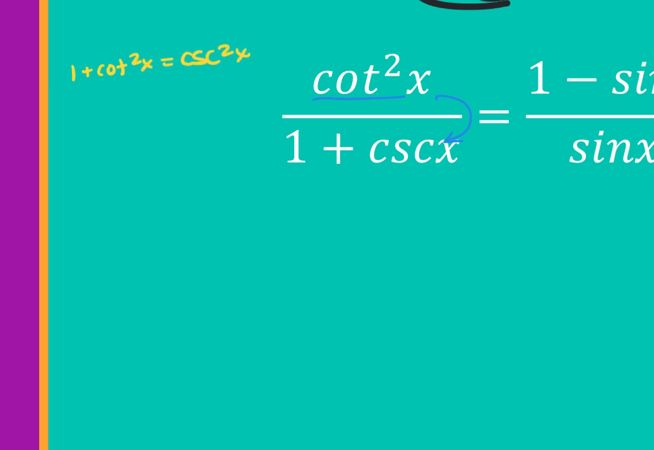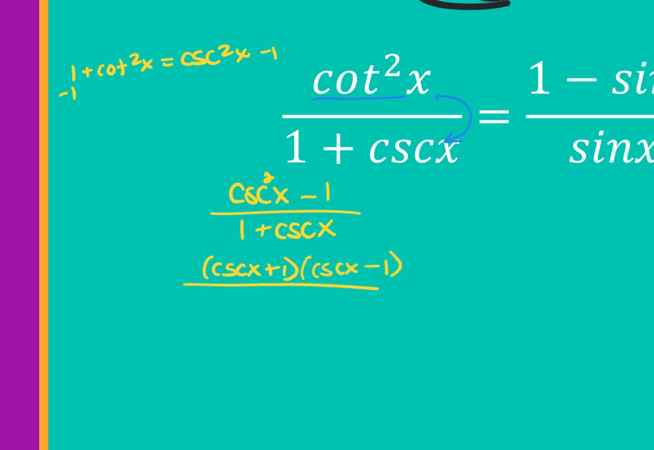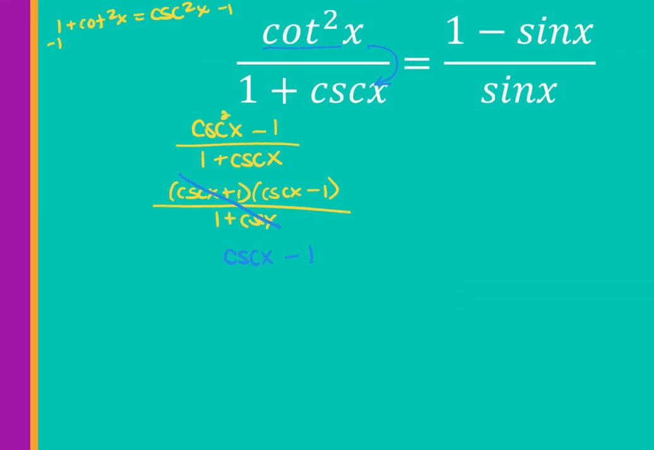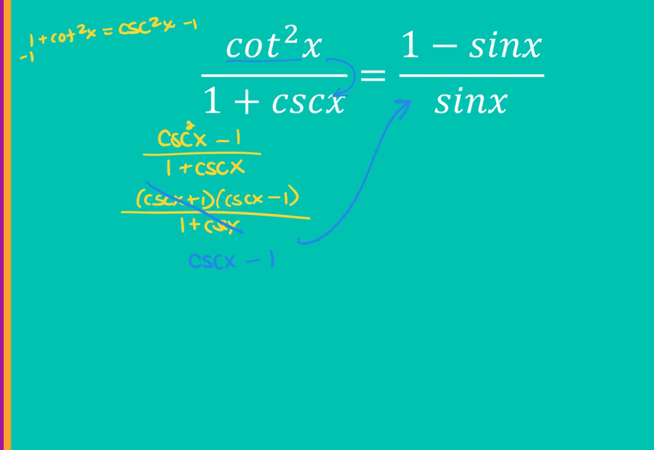And if I were to use that, if cotangent is on the side by itself, I would subtract 1. And I'd get cosecant squared x minus 1 over 1 plus cosecant x. And then the numerator can be factored. That would be cosecant x plus 1 and cosecant x minus 1 over 1 plus cosecant x. And then the 1 plus cosecants can cancel out, and I'd get cosecant x minus 1. Now, it still doesn't equal the right side, but at least I now have it in terms of its reciprocal function, which is that sine.